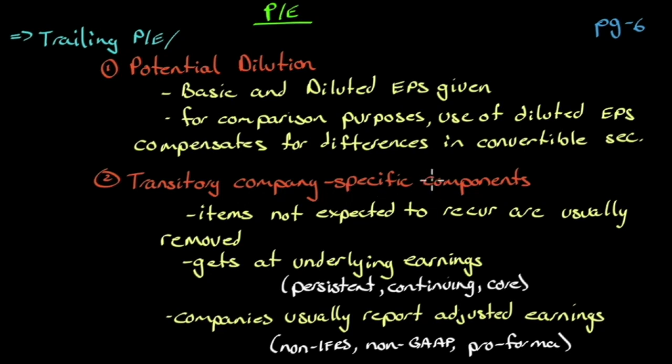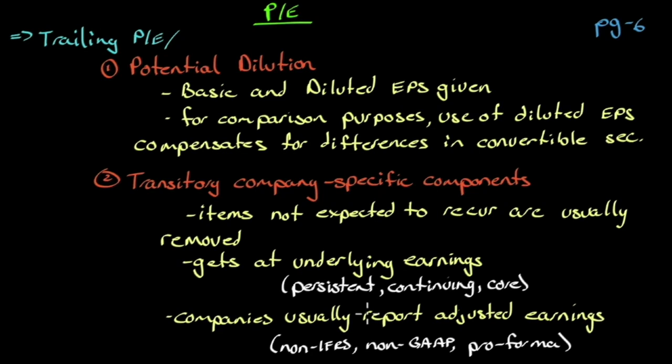Let's look at transitory company-specific components. One-time events that, well, should we really keep that in? That was a one-time event. It's not a trend. They're items not expected to recur, and they are usually removed to get at something called underlying earnings or core earnings, persistent, continuing, or core earnings. And companies usually report adjusted earnings, non-IFRS, non-GAAP, pro forma, so they help us out here. But let's be careful. They help themselves out. They want to lead you to a number of EPS that makes sense for them.